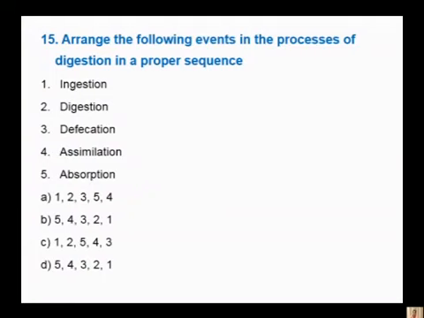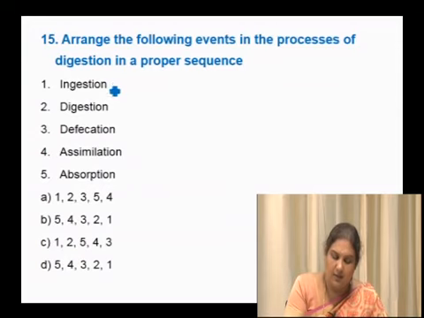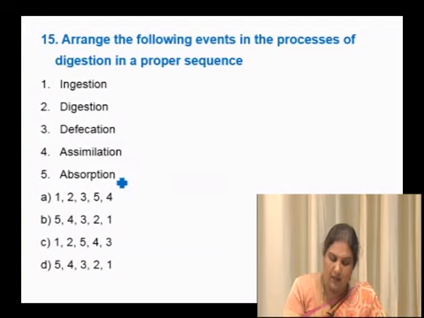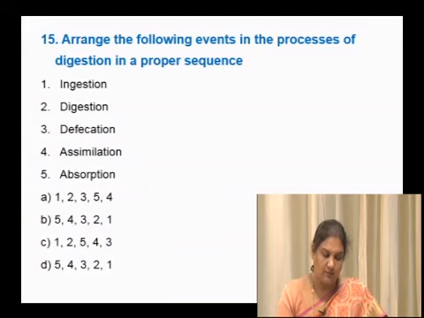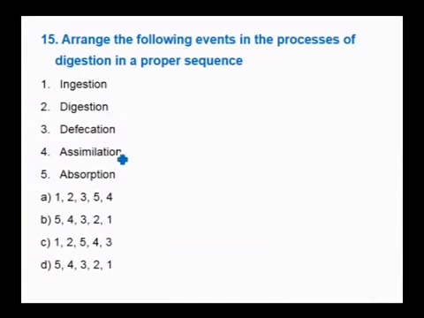Arrange the following events in the process of digestion in a proper sequence: ingestion, digestion, later on absorption, assimilation, and then defecation. I repeat: ingestion, digestion, then absorption, assimilation, and later defecation. So, option C is the correct answer.